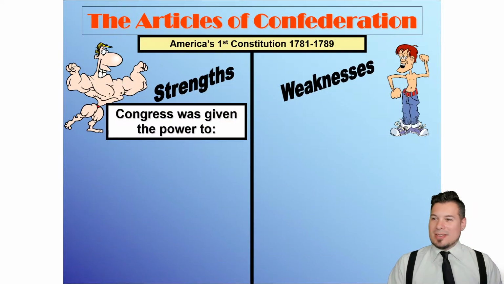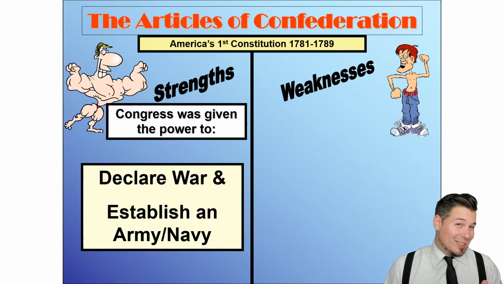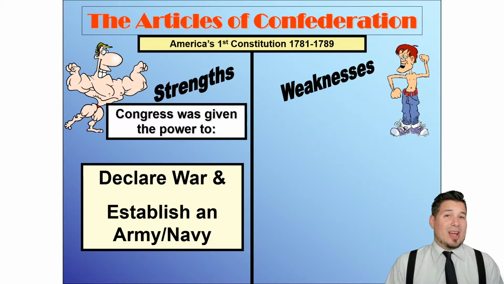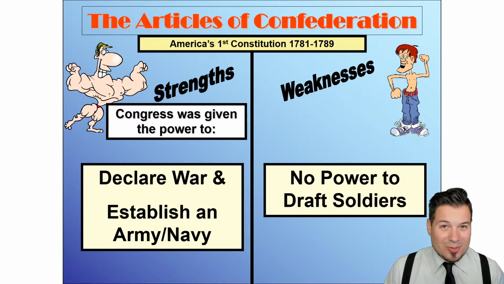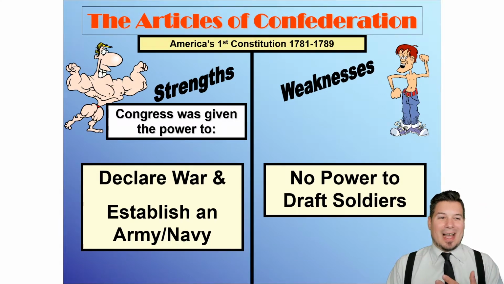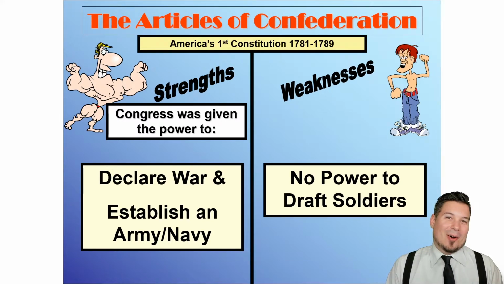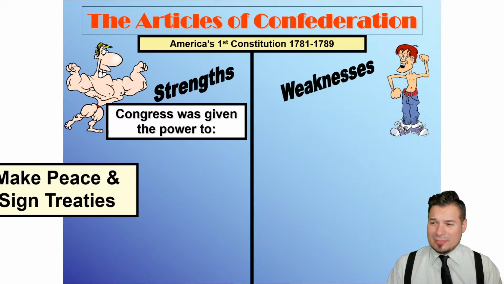So let's go right on through the list. First, Congress, which is part of that federal government, was given the power to declare war, a power it still has today, as well as establish an army and a navy. That would definitely be a strength. That's an advantage. The problem is that they were not able to draft soldiers. Because they couldn't draft soldiers, what's an army without soldiers, right? So this negates the fact that they have the power to establish an army and navy. So that clears itself out.